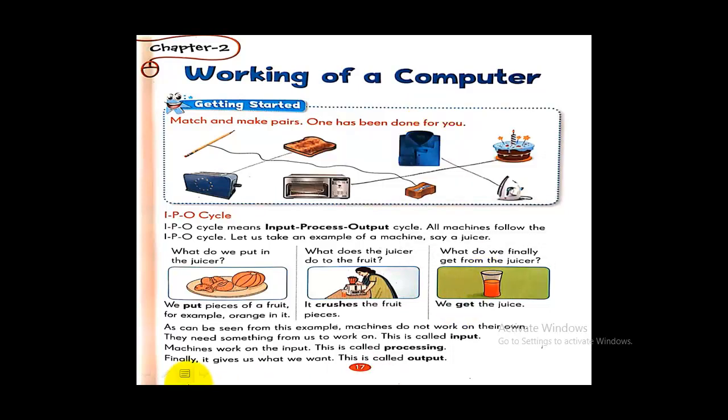Now what do we put in the juicer? We put pieces of fruit, for example, orange in it. We put in the juicer whichever juice you want to make, either a pineapple juice or an orange juice. And after that, what does the juicer do to the fruit?